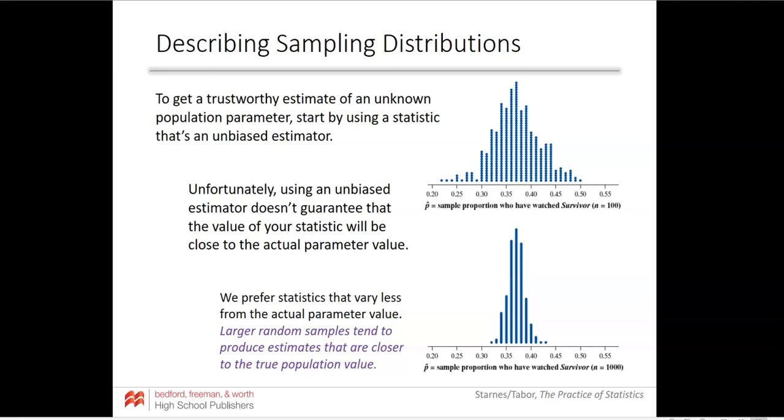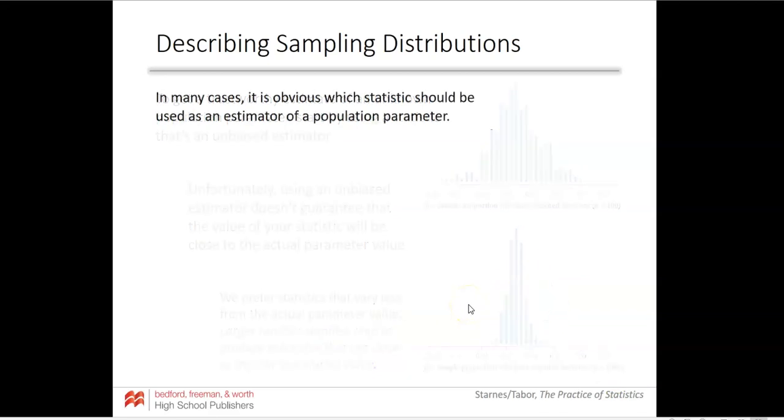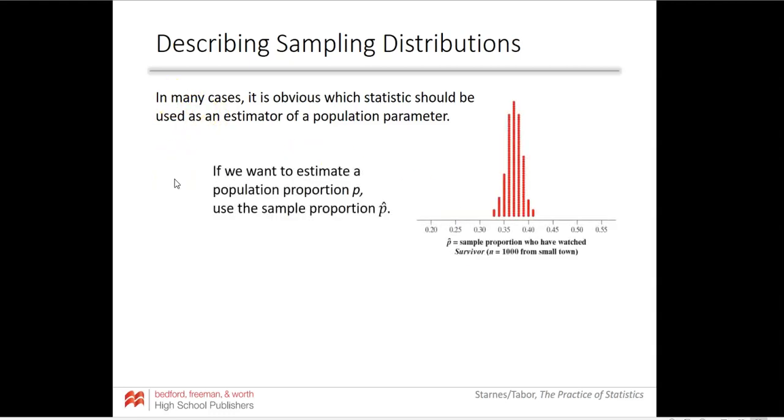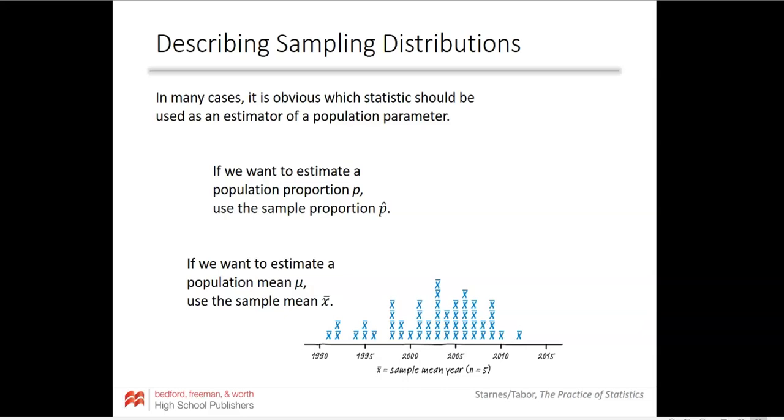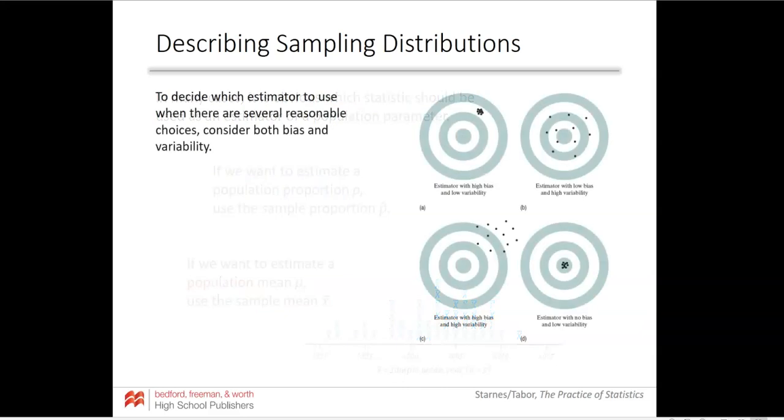Larger random samples tend to produce estimates that are closer to true population values. So of these two, this one was size 100, this was n equals 1,000. So you're looking at much more data. This is going to be much more accurate, with much more precision, less variability, and more accurate in everything it's trying to predict. It's pretty obvious usually. If you want to estimate p, use p hat. If you want to estimate mu, use x bar. So those are the population parameters and the sample statistics there.